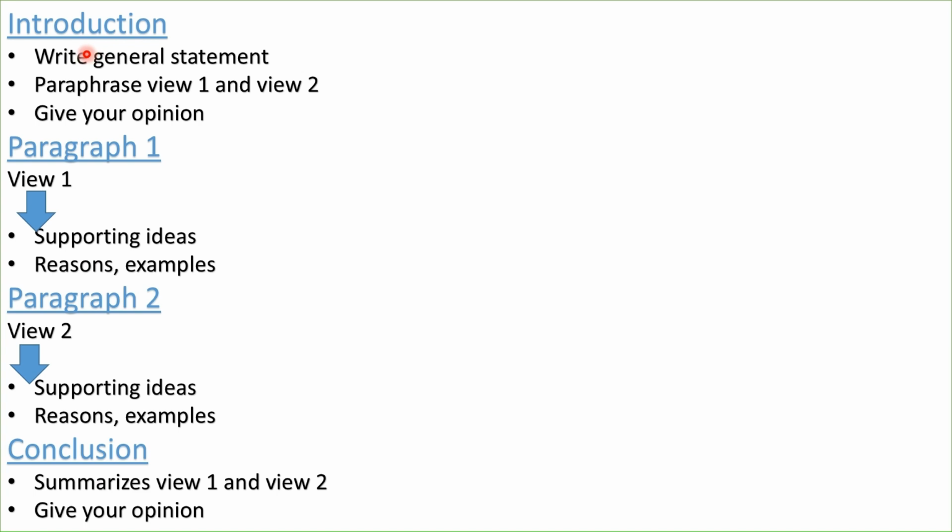In the introduction, we will first write a general statement about what the essay is about. Then we will paraphrase view 1 and view 2. Paraphrase means to use different words to convey the same meaning. And then we will give our opinion in the introduction, so we know what we are going to discuss in the essay. In paragraph 1, we will discuss view 1, and we will use different supporting ideas to support view 1, and these supporting ideas include reasons and examples. In the same way, in paragraph 2, we will write about view 2 with supporting ideas, including reasons and examples. And in the conclusion, we will summarize view 1 and view 2 and give our final opinion in the essay.